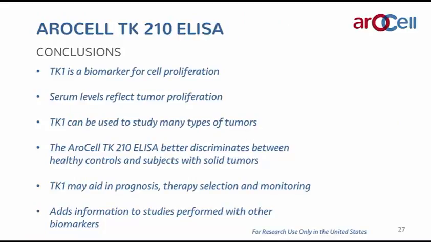So in conclusion, the AroCell TK2/10 ELISA is a biomarker related to cell proliferation. It reflects tumor proliferation. It can be used to study many types of tumors, and it has a capacity to better discriminate between healthy controls and subjects with solid tumors. It therefore can aid in prognosis and therapy selection and in monitoring of a therapy. And it adds information when you combine it with other biomarkers.